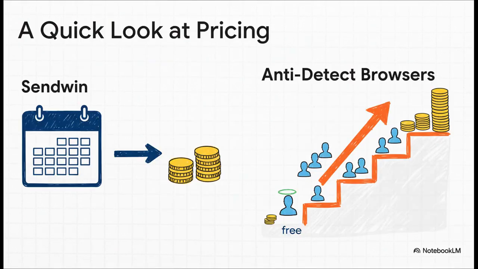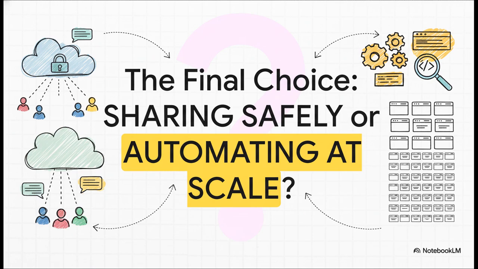Okay, let's talk money, because that's always a factor, right? Sendwin's pricing is really simple and predictable. It's just a straightforward monthly plan. A lot of anti-detect browsers use a different model. They'll often start with a free tier and then you pay as you grow. And that makes sense for them, because their power users might need hundreds of profiles, and the pricing just scales up with them. So, when you boil it all down, it really comes to this one single question.